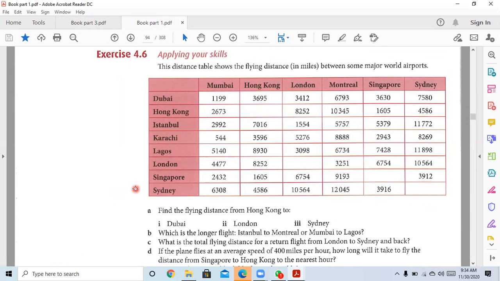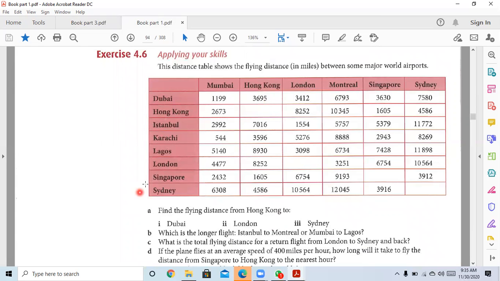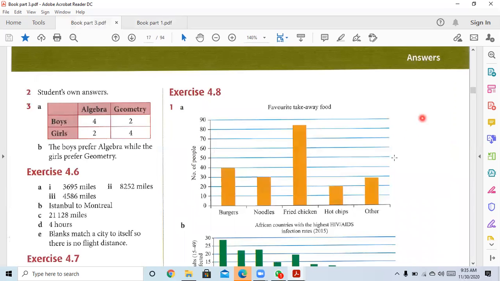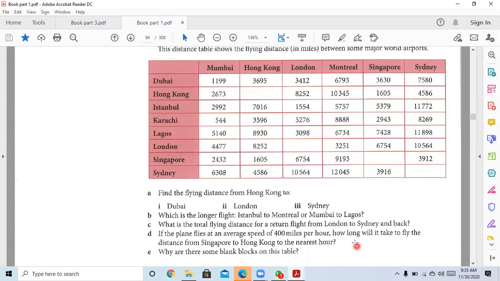Next is London, same like this, Hong Kong to London. Hong Kong to London is 8252. Look here, 8252. Now Hong Kong to Sydney is 4586. So here I have mentioned 4586.